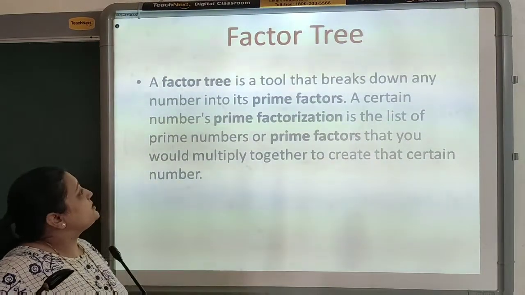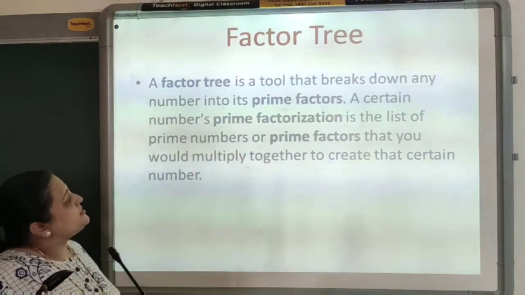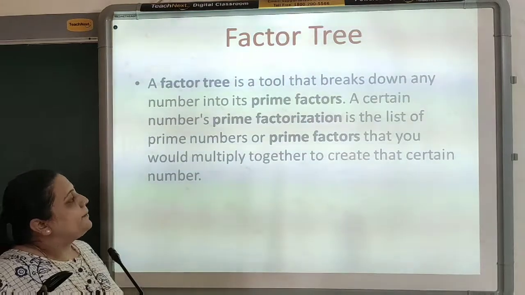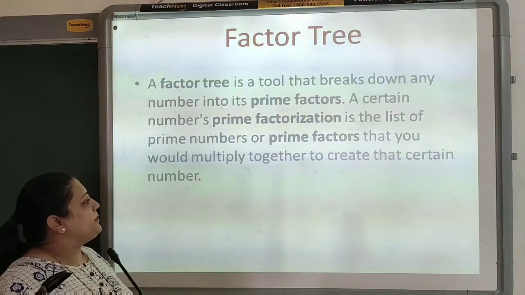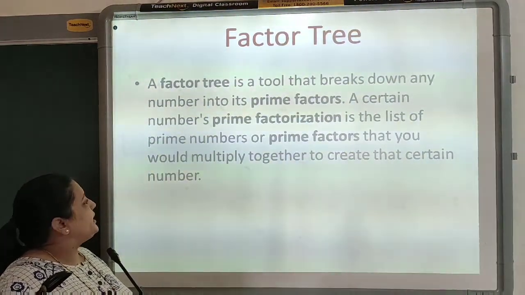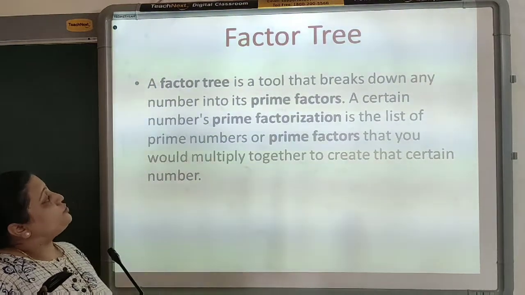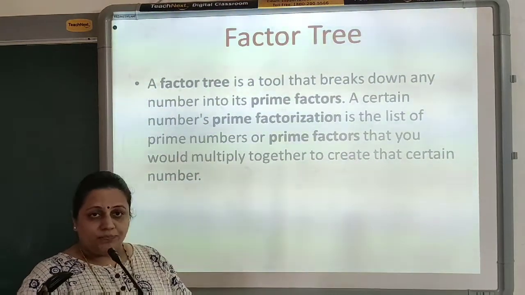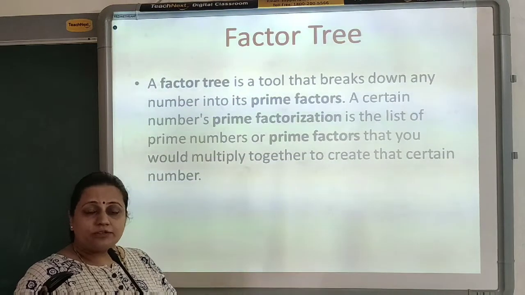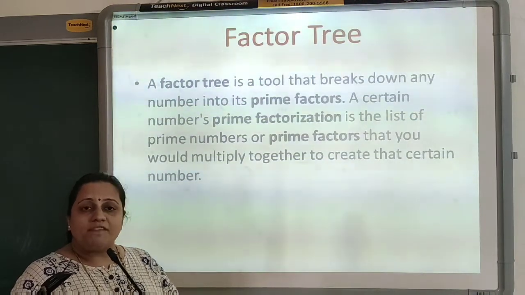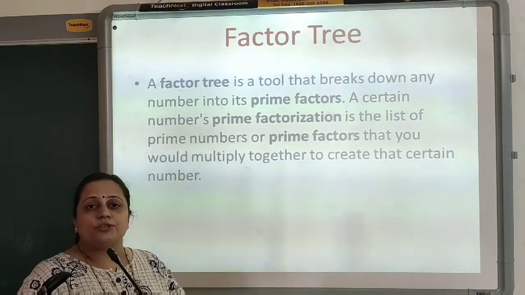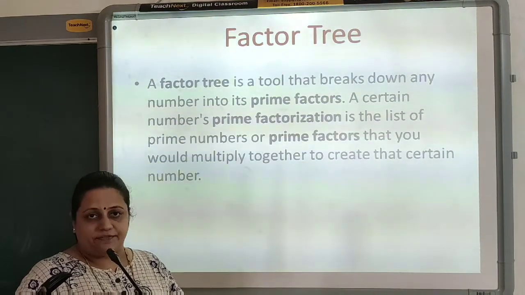A certain number's prime factorization is the list of prime numbers or prime factors that you would multiply together to create that certain number. Now why should we learn prime factorization? Why should we learn factor tree? Prime factorization is very important to find out LCM and HCF.